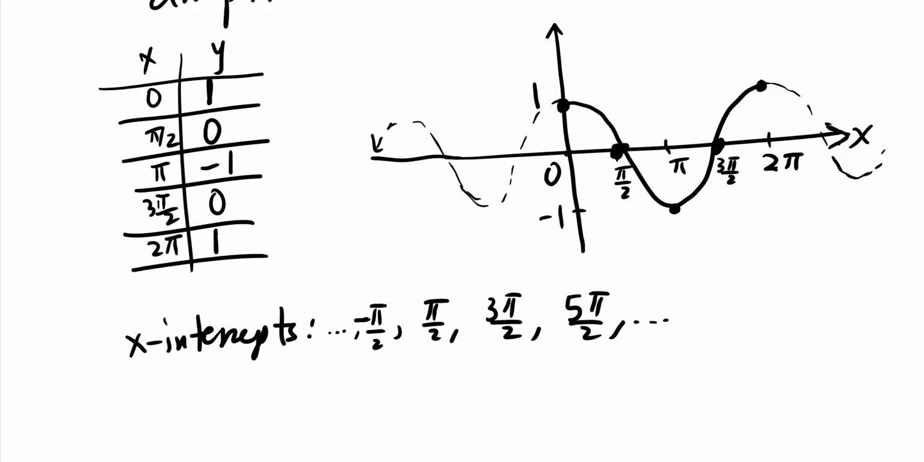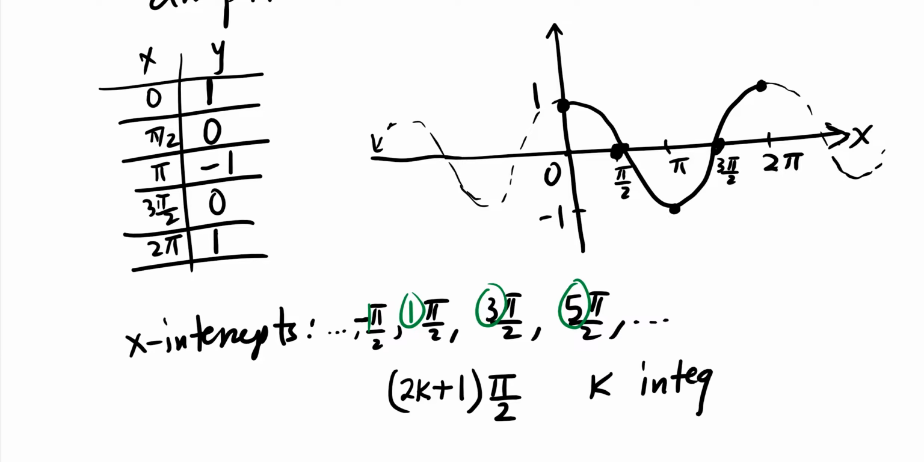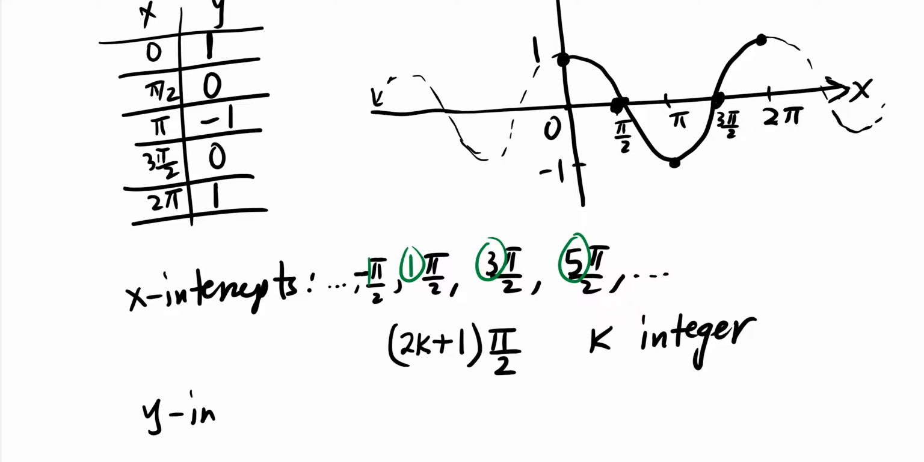And this can be rewritten as, if you look at these numbers in the front, 3, 5, and there's a 1, -1. These numbers are odd numbers. In mathematics, any odd number can be written in the form of 2k plus 1. So 2k plus 1, and then all multiples of pi over 2. So the x-intercepts are at (2k plus 1) pi over 2, where k is an integer. The y-intercept, there's only one y-intercept: 0, 1. Domain is all real numbers, range from -1 to 1.